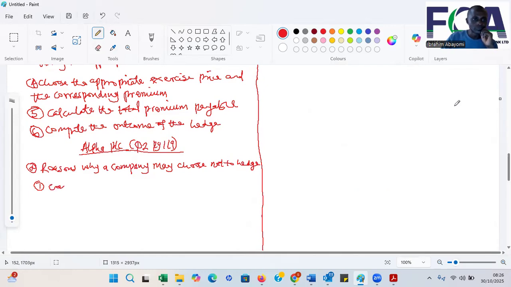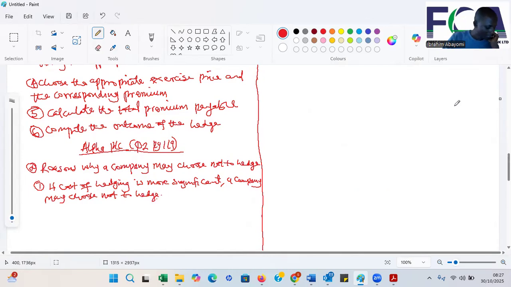So if the cost of hedging is more significant than the benefit, a company may choose not to hedge. That's one.